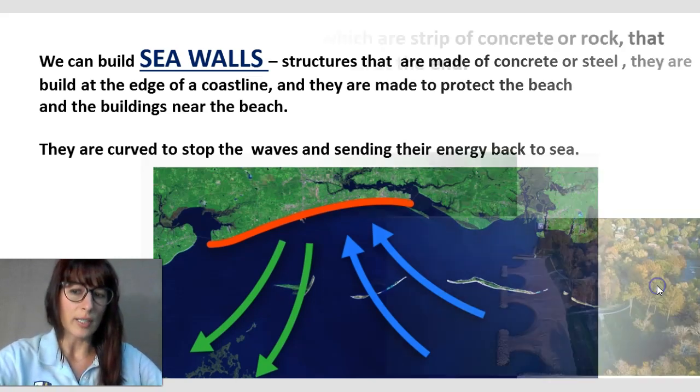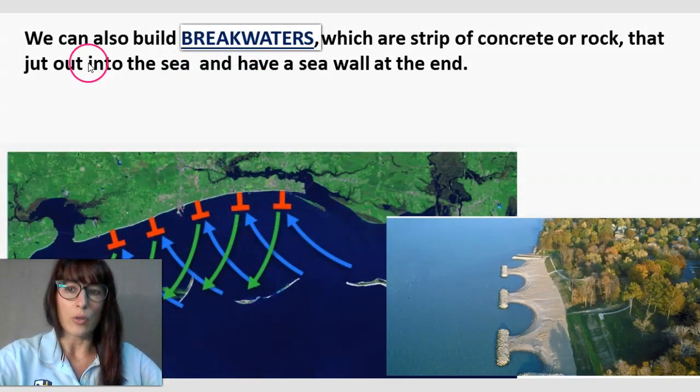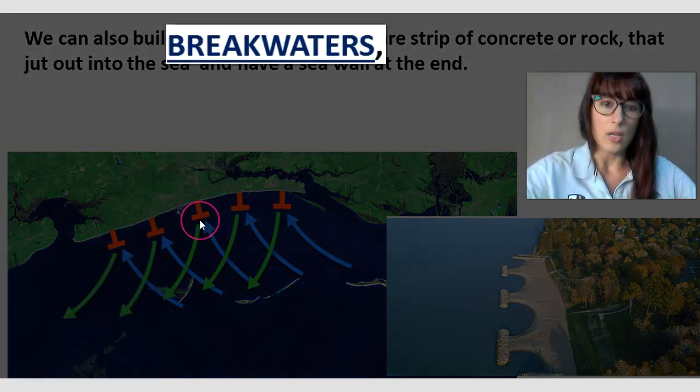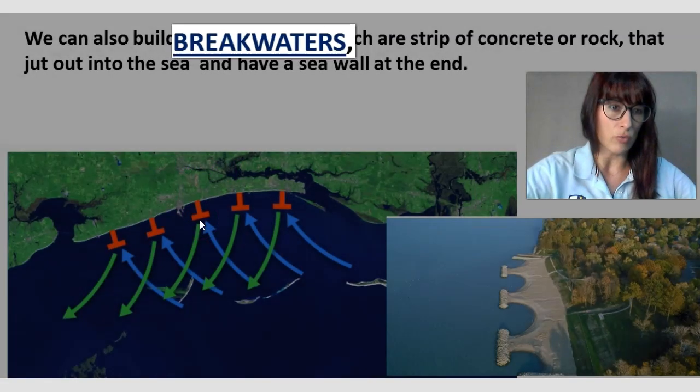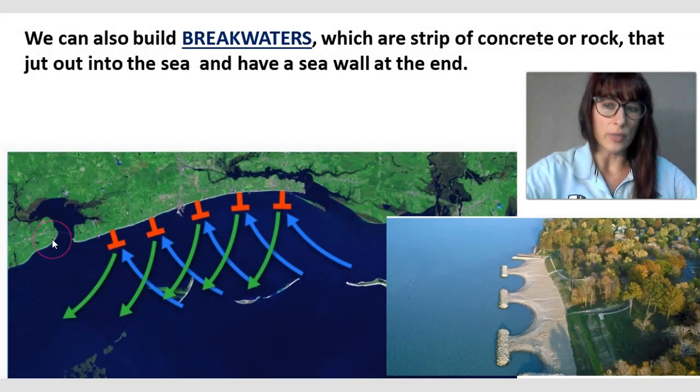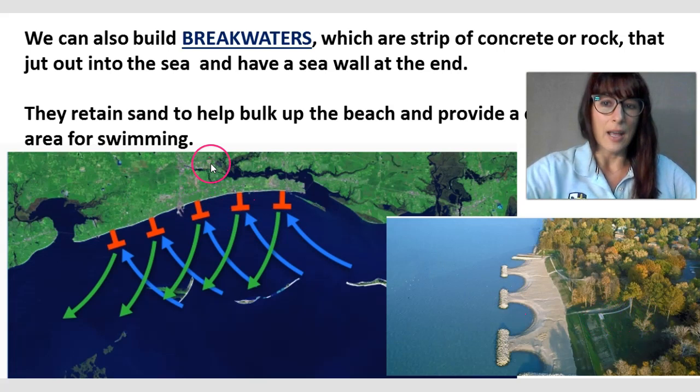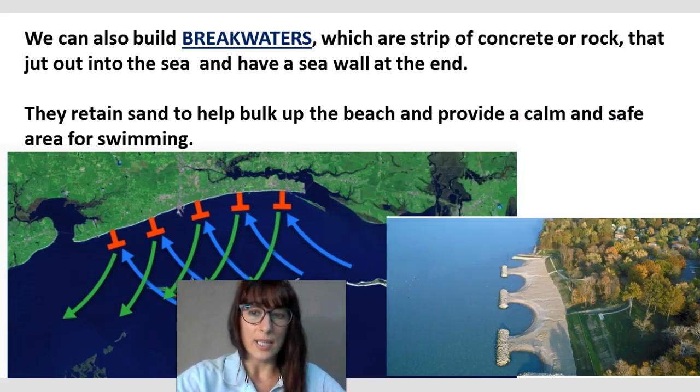Okay. We also learned there's another way to do this: we also build breakwaters. These are strips of concrete or rock that jut out into the sea. They're right here, jutting out into the sea, and behind them there's a seawall. This is a very effective way to prevent erosion, and the way they do this is they retain the sand to help bulk up the beach. So breakwaters are another great, effective way to prevent erosion.